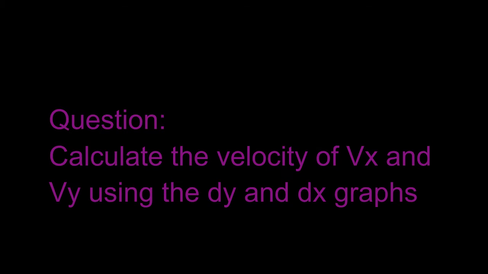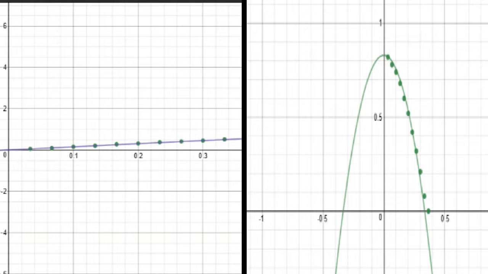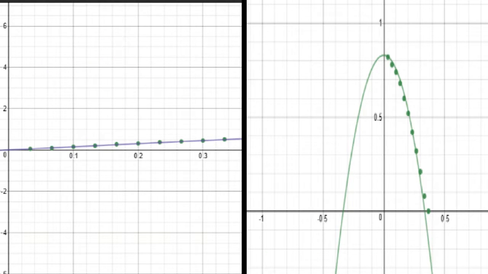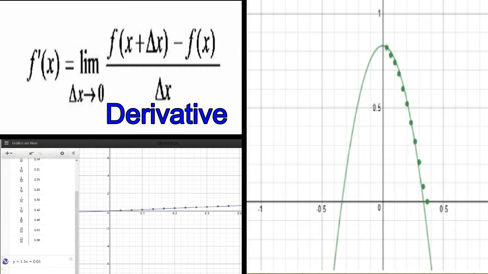The instantaneous horizontal velocity and vertical velocity for a given time can be calculated using the horizontal displacement versus time and the vertical displacement versus time graphs. For this question, t equals 0.2 was arbitrarily chosen. The instantaneous velocity was then calculated through the derivative of each function as follows.